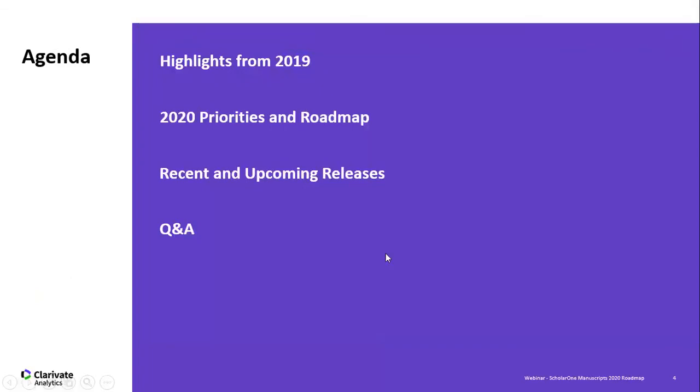Today we're going to cover, this is a presentation that we typically have in the first part of the year. We'd like to share where we're headed, just a few highlights from where we've been, and talk about the future of the product. We'll cover a few highlights from 2019, go into our 2020 priorities and roadmap, and then go through some of the recent and upcoming releases we have. And of course, as Brian said, we've got plenty of time for Q&A at the end, so we'll be able to take your questions in.